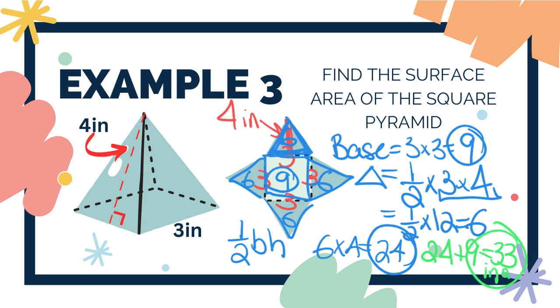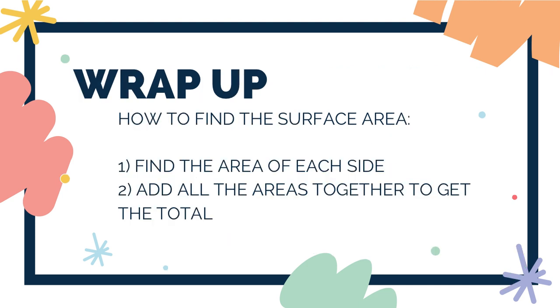So what we did is we found the area of the base, then we found the area of each side, and we added it all together to get the total surface area. So to wrap this up, to find surface area, first you find the area of each side, and then you add all the areas together to get the total.